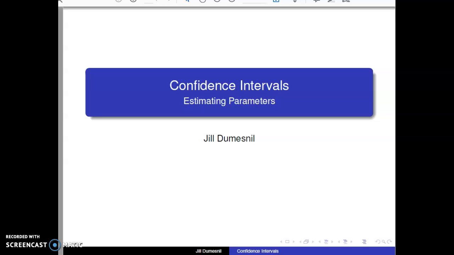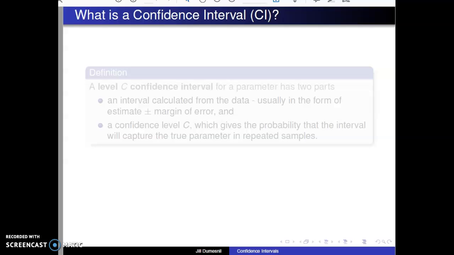When we estimate a population parameter from a sample statistic, we have to fatten our point estimate to a confidence interval to account for the random variability in the sampling process. What is a confidence interval?